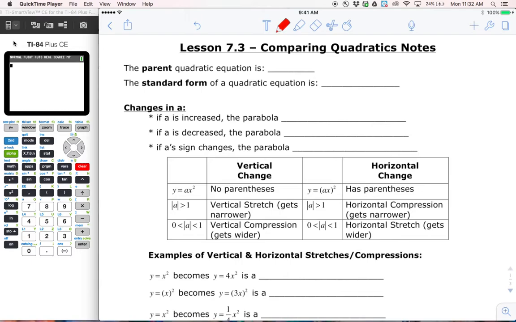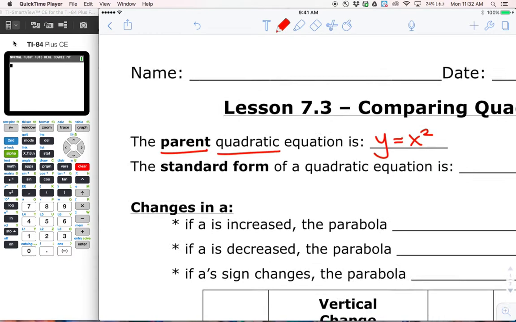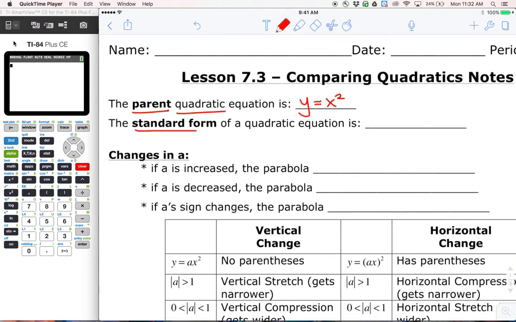7.3, comparing quadratics notes. We are going to start off with something super basic. Y'all, the parent quadratic function, the mother of all the quadratics, is just y equals x squared. Don't get this confused with standard form of a quadratic, which is y equals ax squared plus bx plus c.